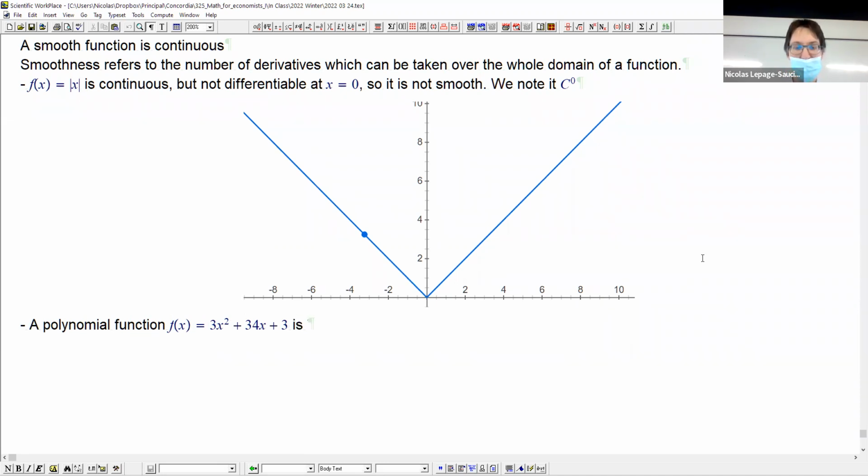So is it continuous? Yes, I see yes. It is continuous. Is it smooth? Yes, and even more so, we can say it's infinitely smooth.